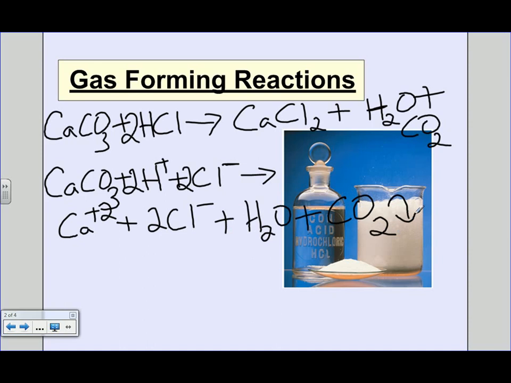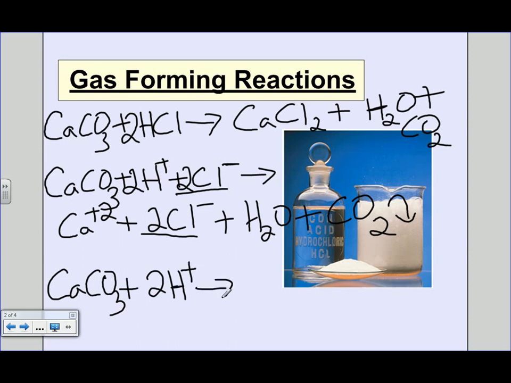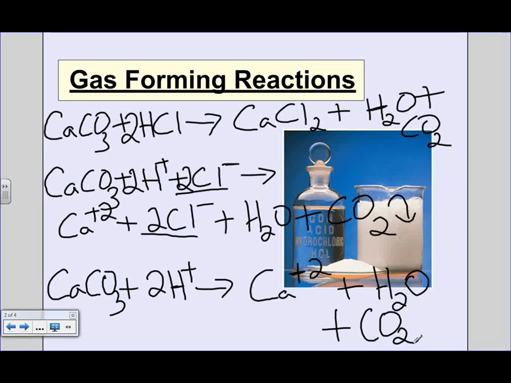So now for our net ionic, the only spectator we have which appears unchanged in the process is our chloride. So we get calcium carbonate plus the 2 hydrogen cations will produce calcium cation, water, and our carbon dioxide. So we get a gas forming.